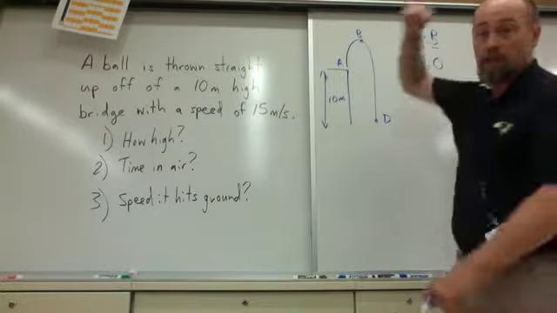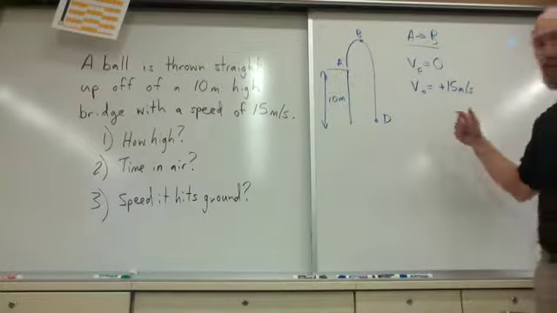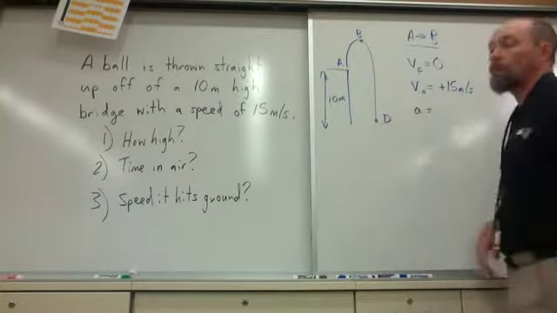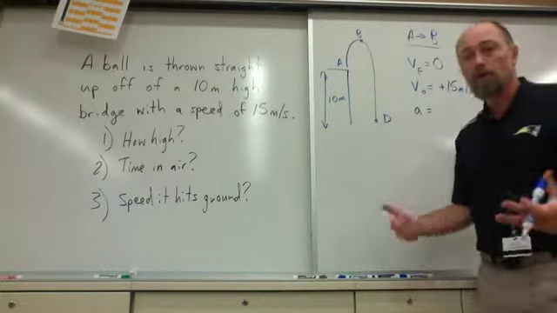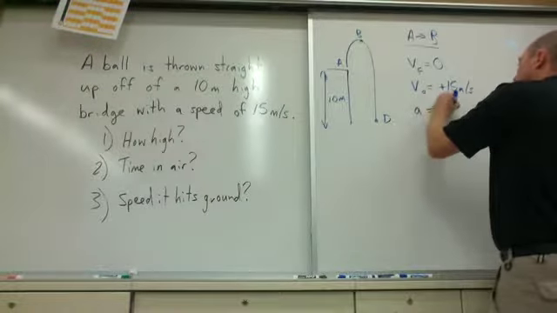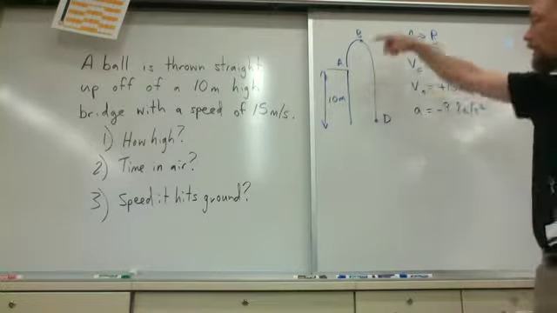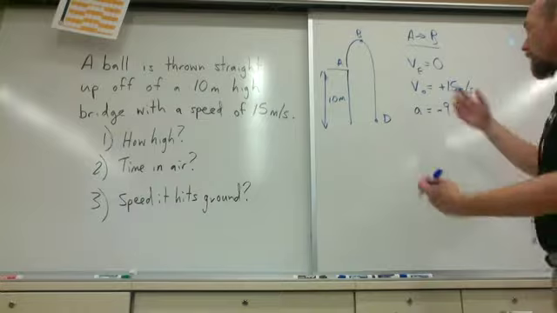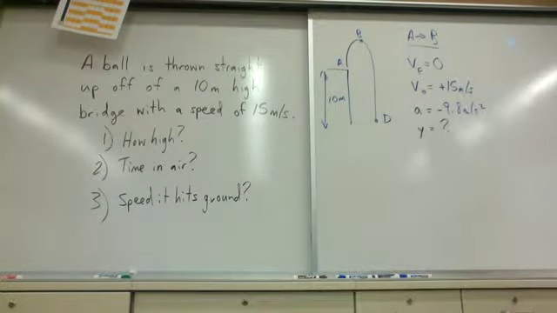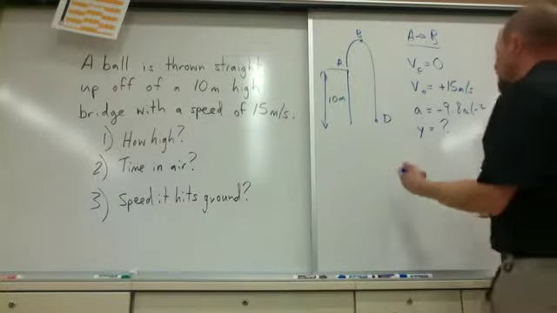This would be different than if he was throwing it straight down. Then you would have to plug in a negative 15 meters per second, because direction's important. The acceleration, assuming we're on Earth, is the acceleration due to gravity, negative 9.8 meters per second squared. For A to B, this 10 doesn't come into effect. So what am I trying to find? I'm trying to find my displacement.